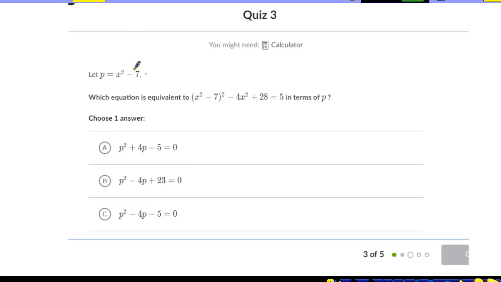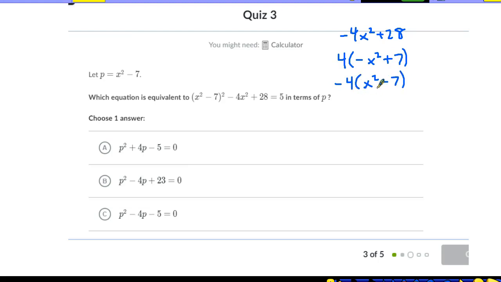X squared minus 7 is p. Here's x squared minus 7. Let me show you the trick here. In this problem, we see negative 4x squared plus 28. And it turns out that looks a little bit like x squared minus 7. If we took negative 4x squared plus 28 and factored something out of that, we could take maybe a 4 out of that, and we get negative x squared plus 7. And that's beginning to look a little bit like this. If we could just factor a negative 1 out, we get negative 4 times x squared minus 7.